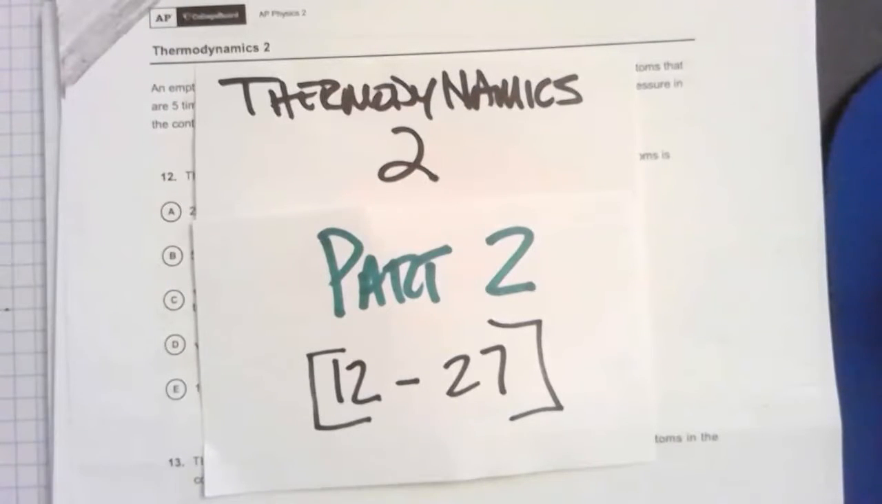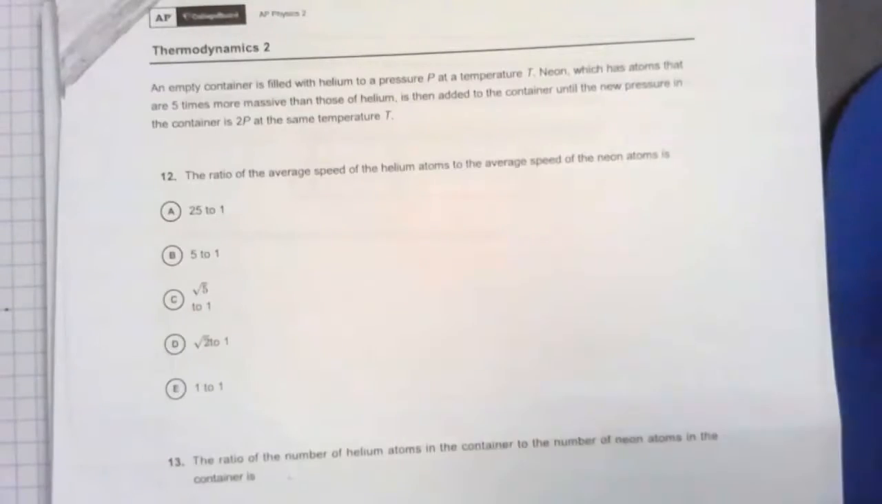All right, here we go with Thermodynamics 2, numbers 12 all the way through 27. And this would be number 12.